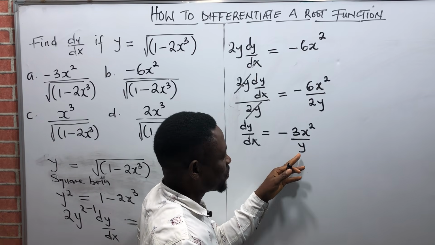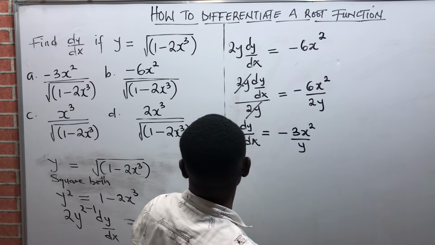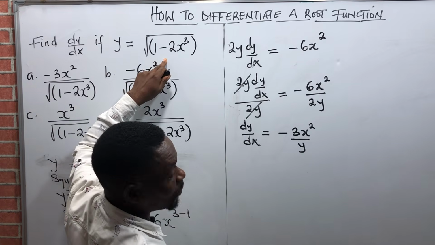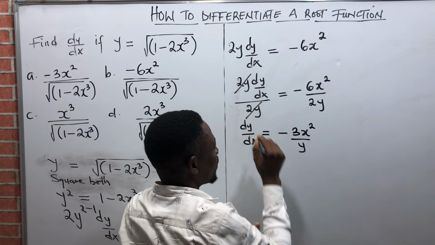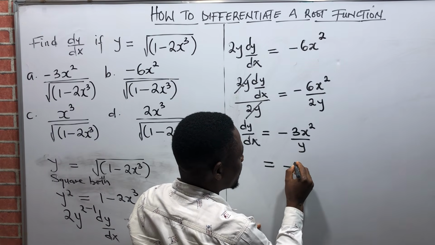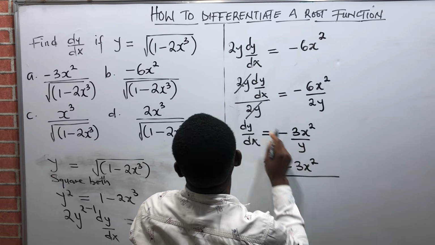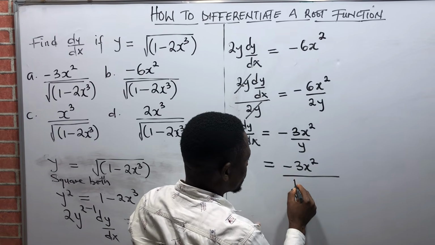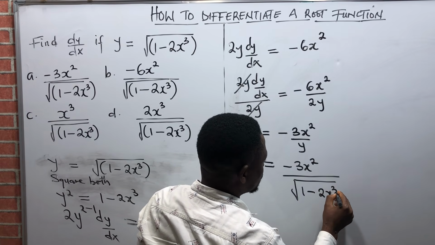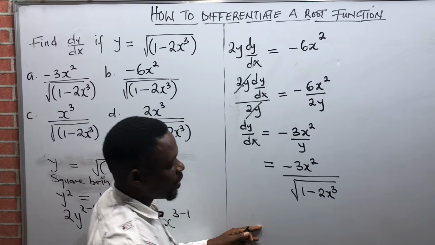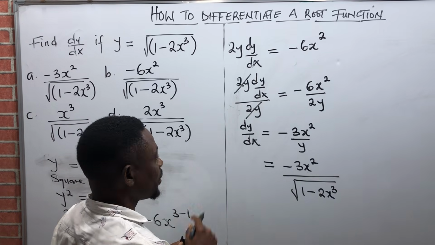Then the question is, what is actually the value of y? The value of y is given from the question. Look at the value of y. So I will now substitute for y and fix in the value so that the answer will now be minus 3x squared all over, then what is y? y is the square root of 1 minus 2x raised to the power of 3. So I want you to observe this particular answer in the option.